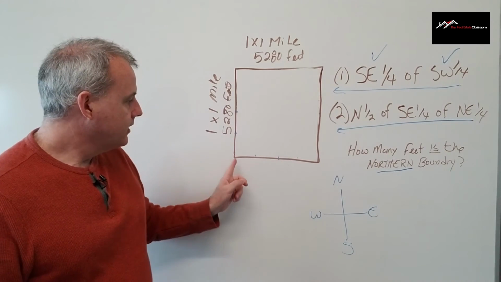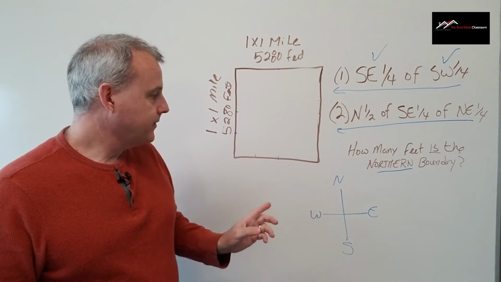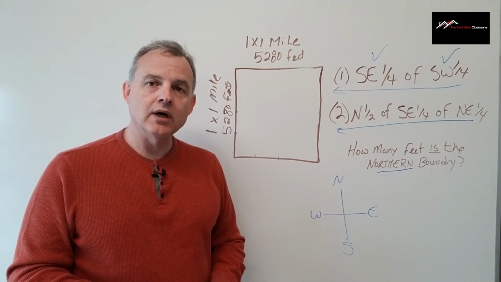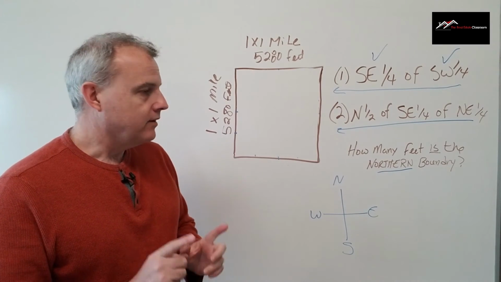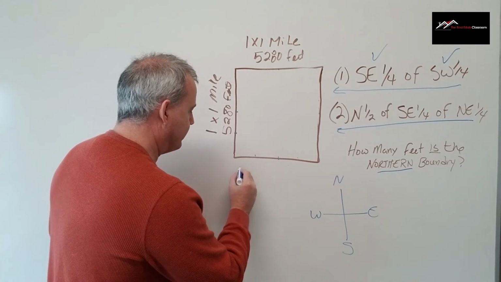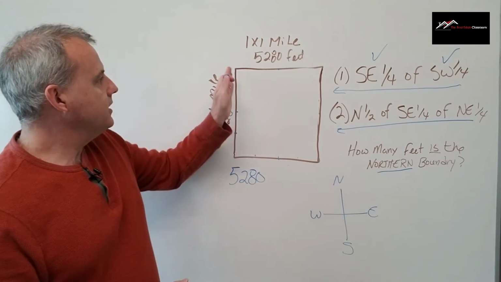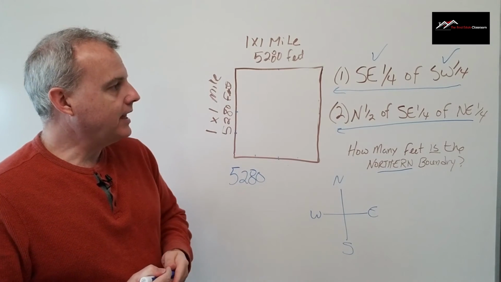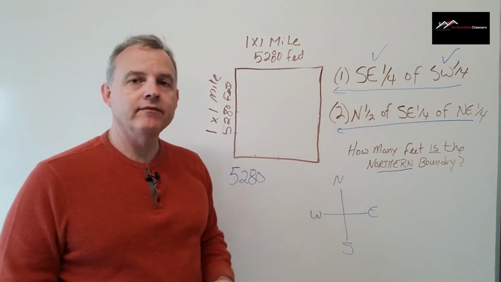Now remember, this is a 1 mile by 1 mile section of land. And we know that each boundary line is 5,280 feet, which is how many linear feet is in 1 mile. Very important to remember that. There's 5,280 feet in each boundary line of this section of land. So remember we're working with these legal descriptions, we have to start at the back and move forward.